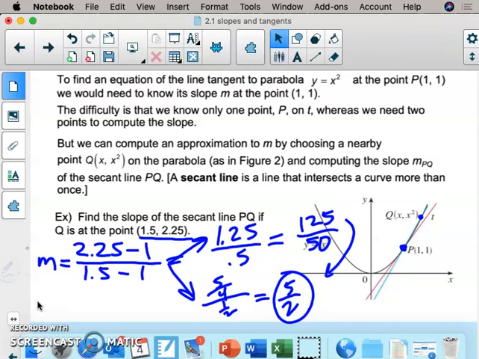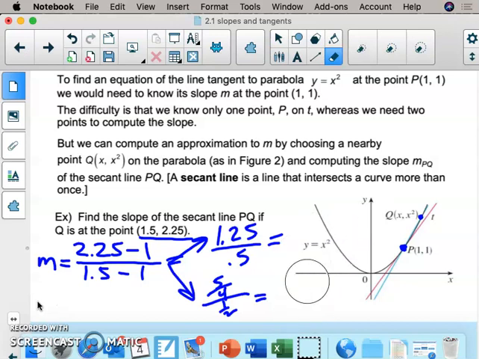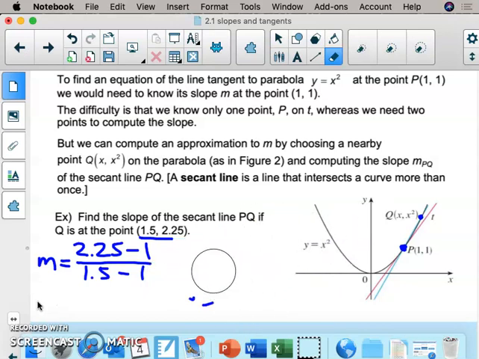All right, no matter how you did it though, 5 halves, that's your slope, your approximation for your slope of that line.